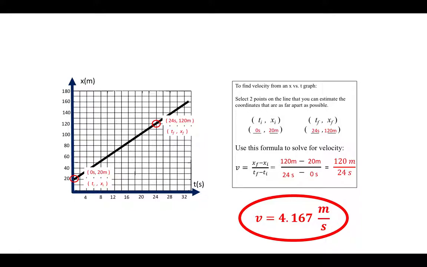Please follow this similar kind of format when you find the velocity of the best fit lines that you created on your bubble lab for each colored tube.